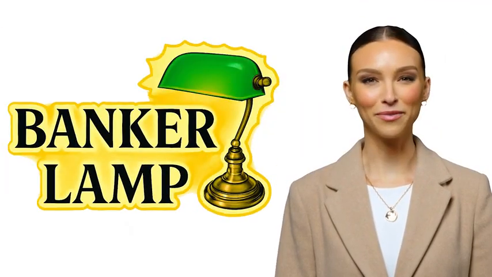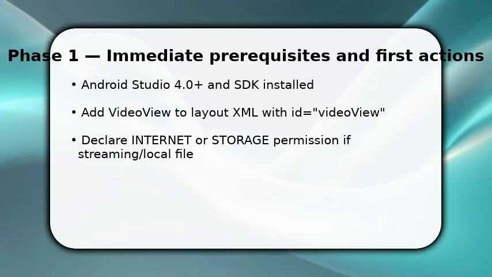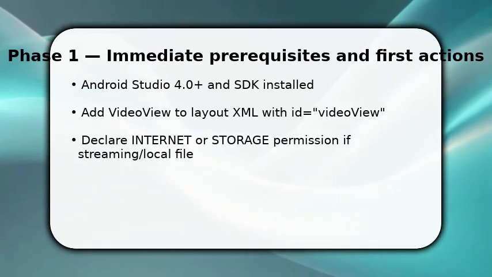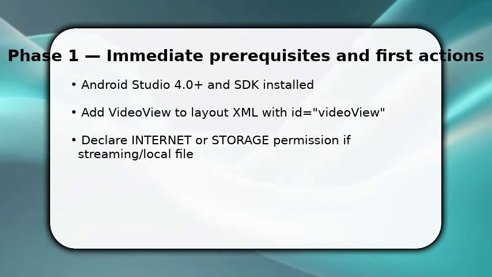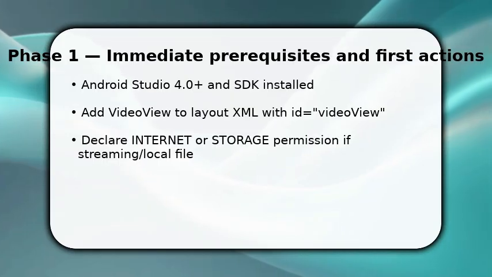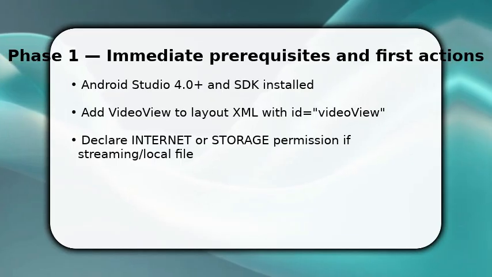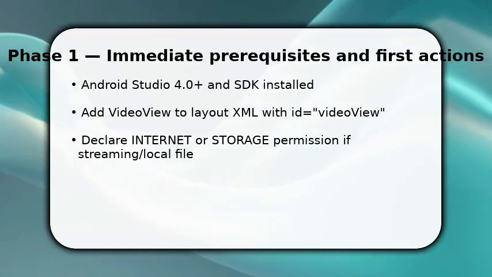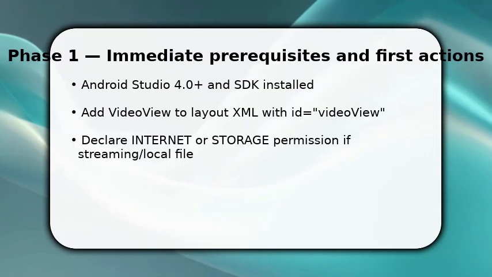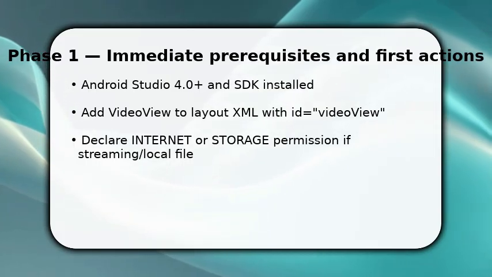Please enjoy the video. You start by confirming prerequisites, Android Studio and required SDKs. Once done, open Activity Layout and add a VideoView element with a clear ID. This gives you a UI target. Then, in your activity or fragment, obtain the VideoView via findViewById so you can control playback.